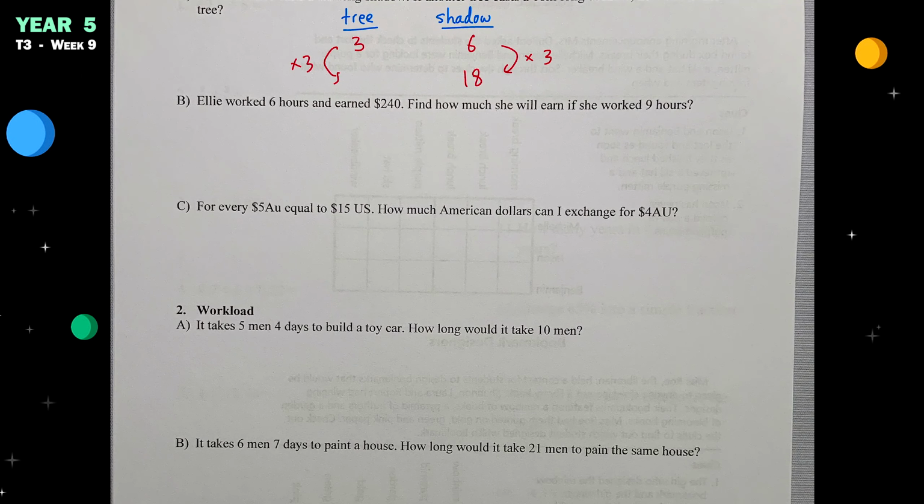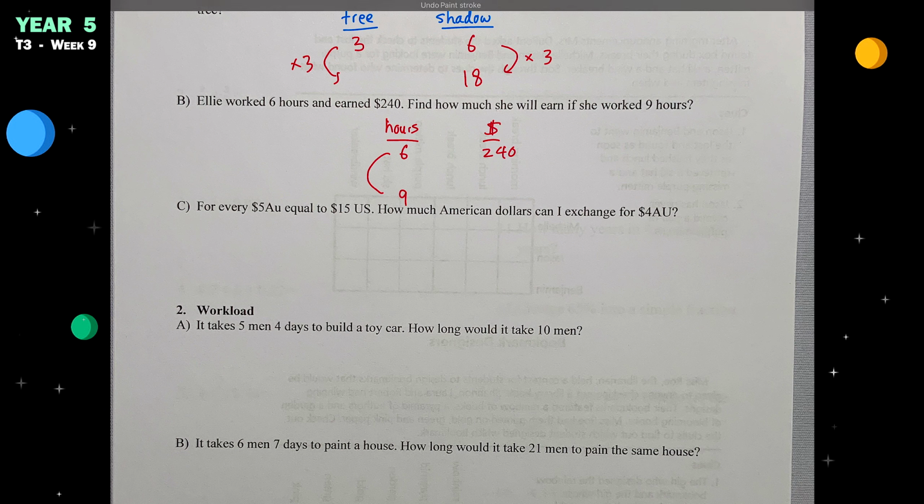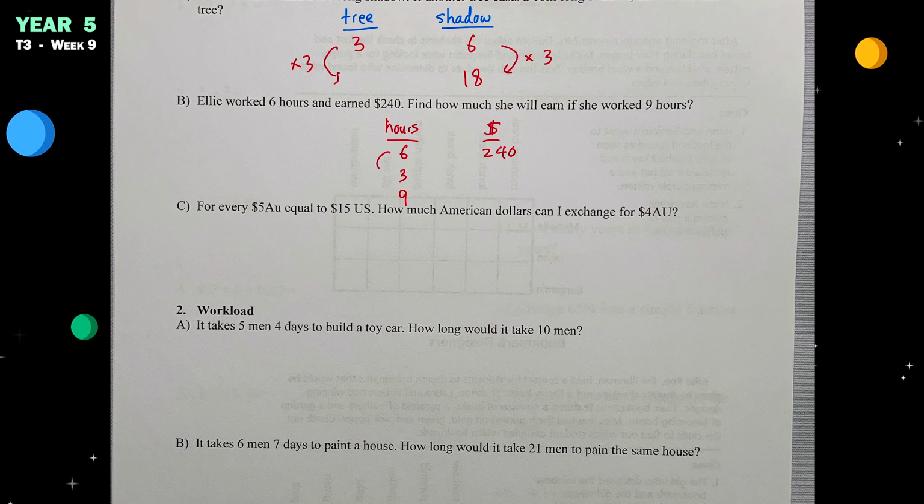Ellie worked 6 hours and earned $240. Okay, so we're comparing hours to dollar amount, so we put them in columns. So 6 hours is 240. We want to know how much for 9 hours, so let's go down. We can't go from 6 to 9 straight away, so let's go down to 3. We can go down to 3 by dividing by 2, and then from 3 we can go to 9 by times 3. So I can divide this by 2, which gives me 120, and then I'll times it by 3. You can work it out.